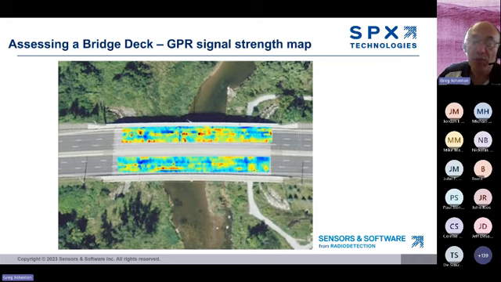So here's an example of such a map. Now, I have inverted the color table, so the areas of weaker rebar reflections are shown in red, and the areas of strong reflectors are shown in blue. The idea being red is bad, blue is good. But this would be a typical, or at least an example of this type of map.